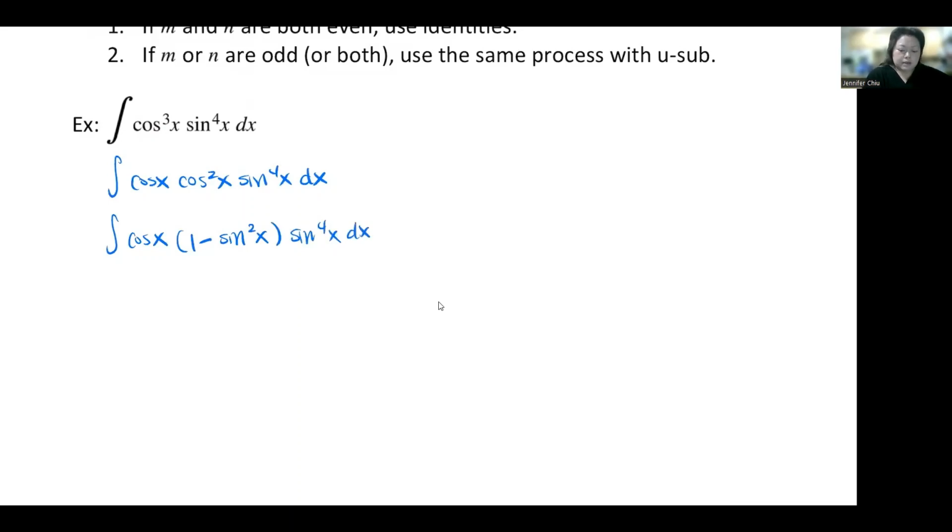Okay, so now I can see my u sub a little bit better. If my u is sine x, then my du is cosine x dx. Awesome, I see my du, I see my u, so this u sub is actually pretty straightforward. So now this becomes 1 minus u squared times u to the fourth, right? Because that's my sine, so u squared times u to the fourth, and then cosine x dx is my du.